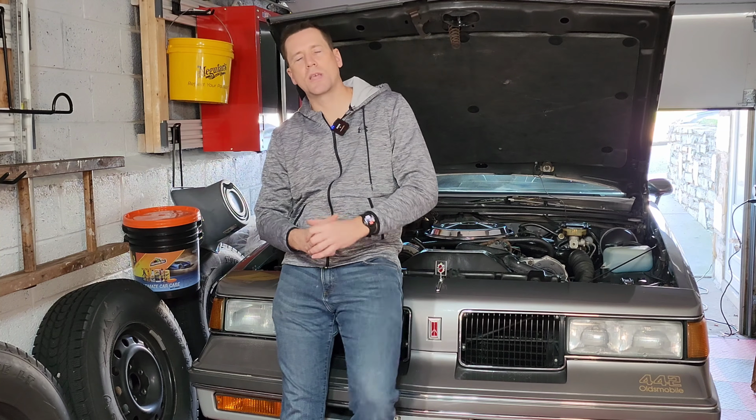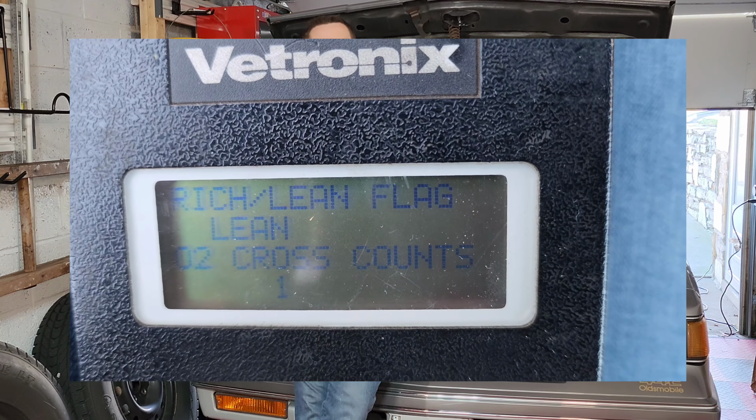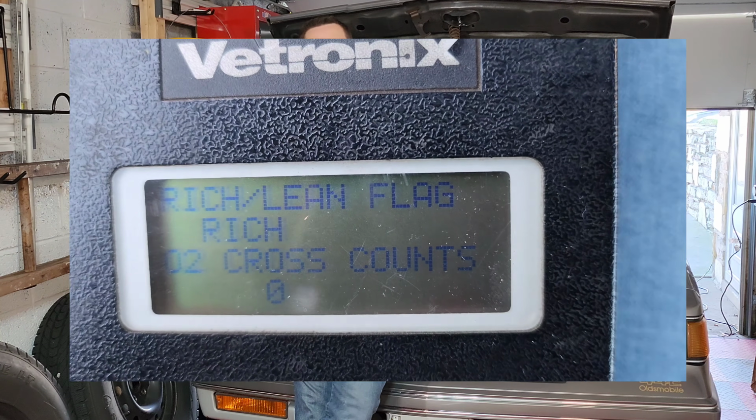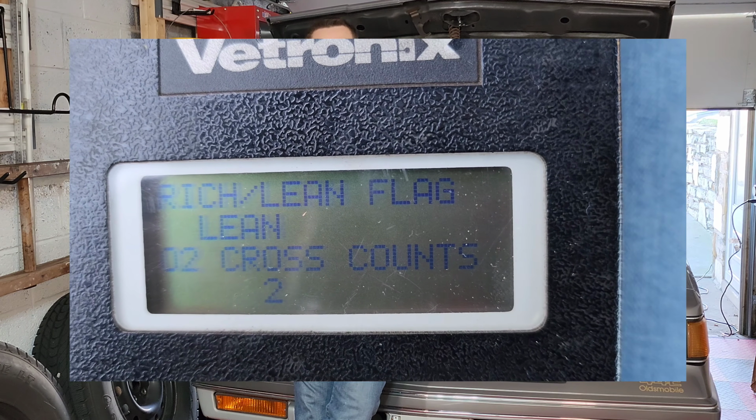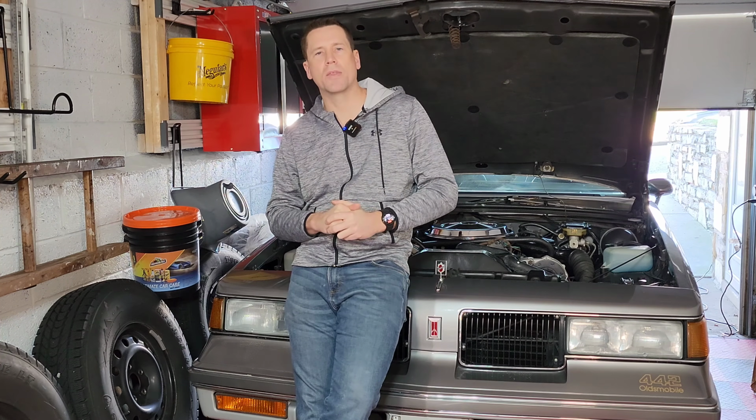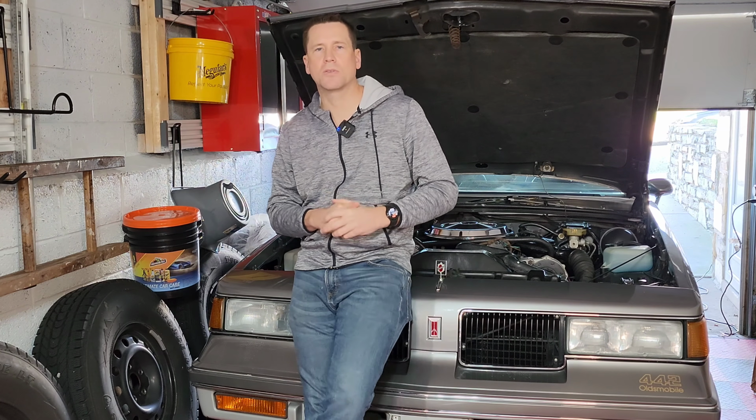The next readout that you want to take a look at is the rich lean flag. What this simply tells you is whether your ECM is seeing a rich or a lean condition in your exhaust gases. Now, you're never going to have one or the other. It's always going to alternate back and forth, but what you want to see is a nice fast transition back and forth. If it's lingering too much displaying lean, or vice versa, it's lingering too much staying rich, that can tell you you've got a problem with your air fuel mixture. You want it to bounce back and forth, nice and easy and nice and fast.